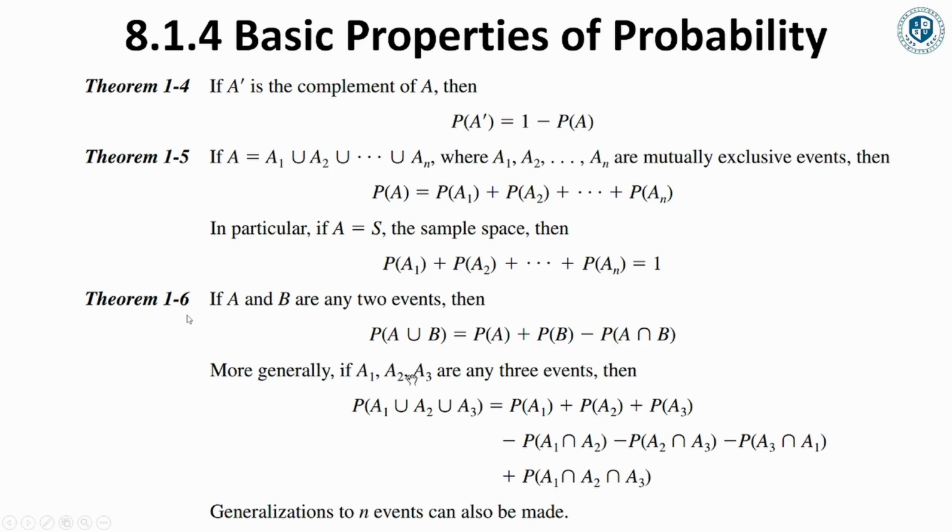Theorem 1.6. If A and B are any two events, then probability of A union B equals probability of A plus probability of B minus probability of A intersection with B. More generally, if A1, A2, A3 are any three events, then probability of A1 union A2 union A3 equals probability of A1 plus probability of A2 plus probability of A3 minus probability of A1 intersection with A2 minus probability of A2 intersection with A3 minus probability of A3 intersection with A1 plus probability of A1 intersection with A2 intersection with A3.